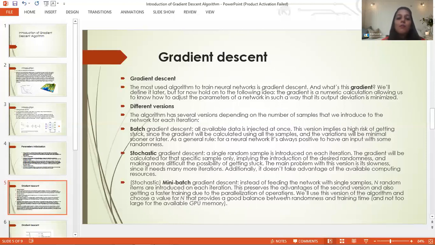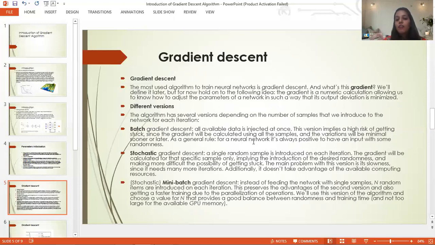So basically gradient descent has different types in which we process our data, or to say train our data. There are three types of gradient descent: batch gradient descent, stochastic, and mini batch gradient descent. So in batch, all the available training data is injected at once in the system, right? You don't need to inject again and again. You just put the whole data set from the CSV file and import it to the model. So here the performance is very weak, because we just import all the data at once, and it implies a higher risk of getting stuck.